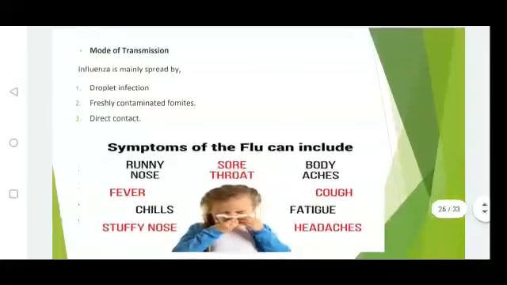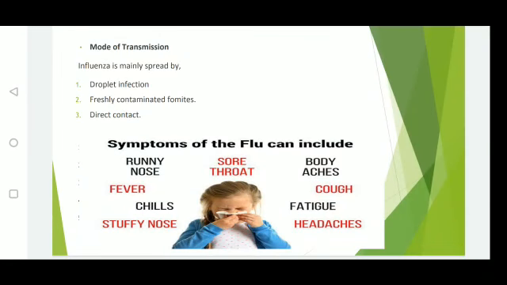The next one is mode of transmission. Influenza is mainly spread by droplet infection. Second is freshly contaminated objects. Third is direct contact, that is person-to-person contact. So the mode of transmission is droplet infection, then freshly contaminated objects, then direct contact, that is person-to-person contact. Then next heading is symptoms.